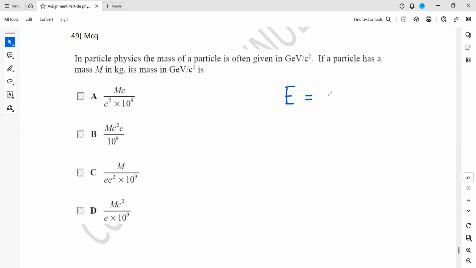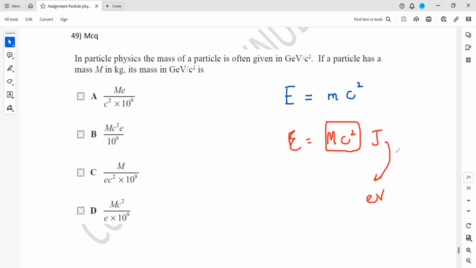So we have the formula E equals mc squared, where m is the mass of the particle and c is the speed of light. So actually we are getting the energy. E equals mc squared gives the energy in joules, but we want to convert it into giga electron volt. So first we have to convert into electron volt. How do we convert the joules into electron volt?